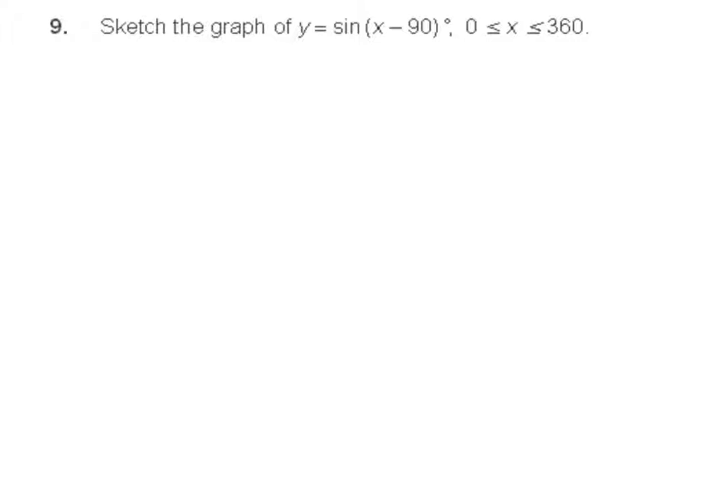This is question number 9 in the non-calculator section. We're asked to sketch the graph of y equals sine of x minus 90 degrees, where x lies between 0 and 360 degrees. Now the first thing we want to do here is first of all make a sketch of the graph of y equals sine x. That will give us a starting point.